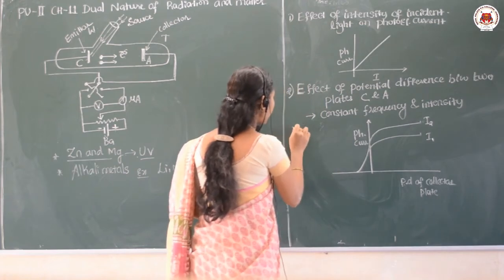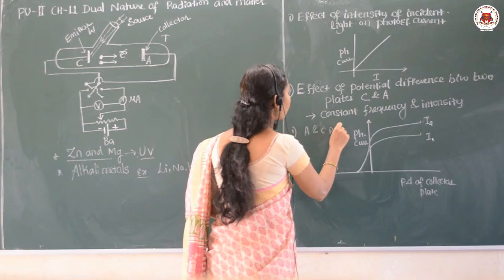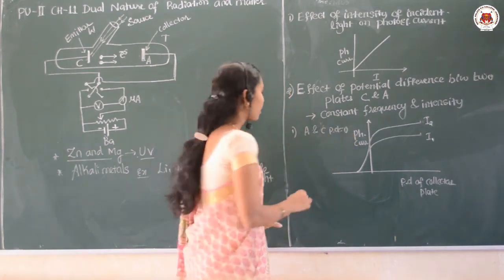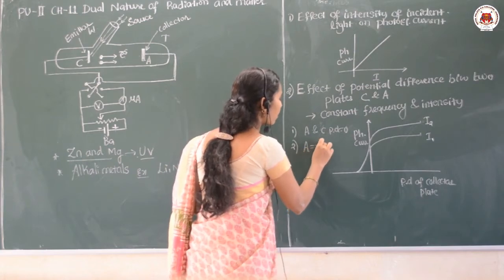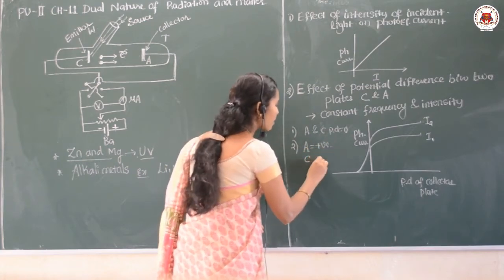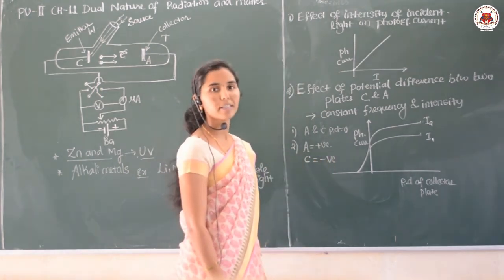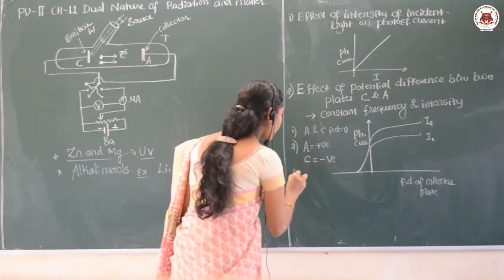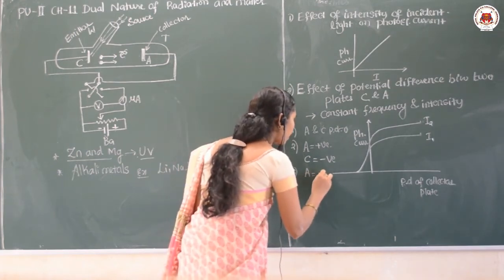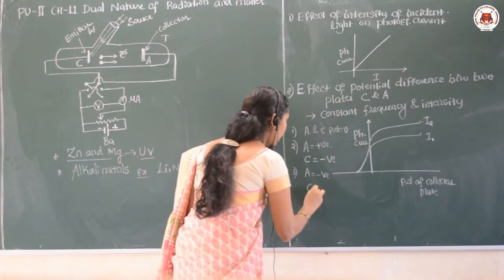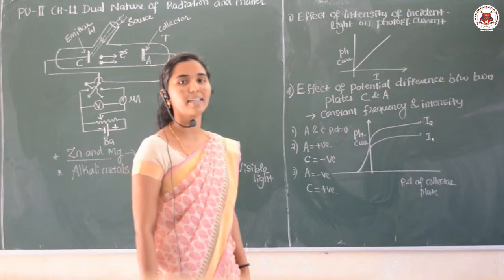Then see, the first condition is both A and C are at 0, the PD across them was 0. Then the second case I talked about, A means the collector plate, we kept at the positive potential, and C means the emitter plate, it was kept at the negative potential. Yes, and the last condition to study is if we keep the collector plate at the negative potential and the emitter at the positive. What will be the condition here?